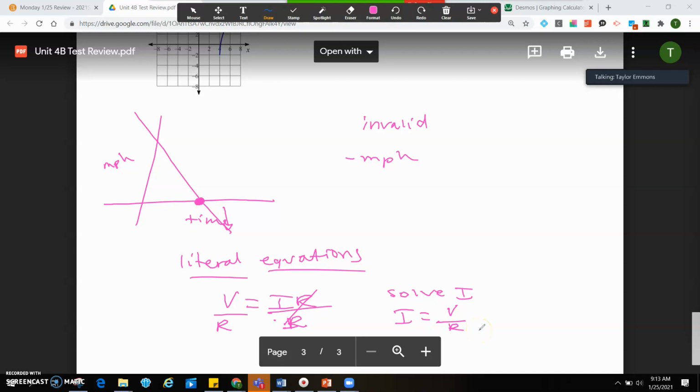So with literal equations, you're just rearranging the problem. Again, it's like moving around your bedroom furniture.